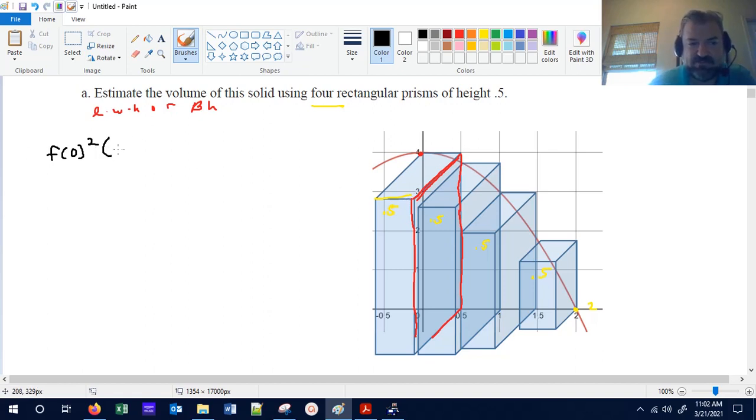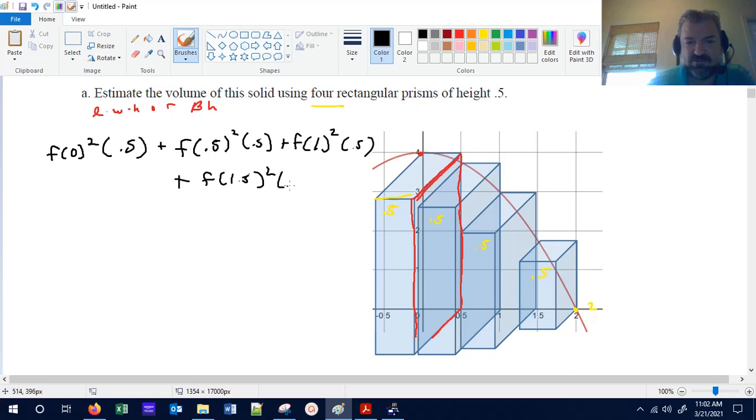And then I'm going to be multiplying that times my height of my prism, which is that change in x, 0.5. And then we're going to do plus f of 0.5, that's the next x value, squared, times, again, 0.5. And then f of 1 squared times 0.5. And then lastly, f of 1.5 squared times 0.5.